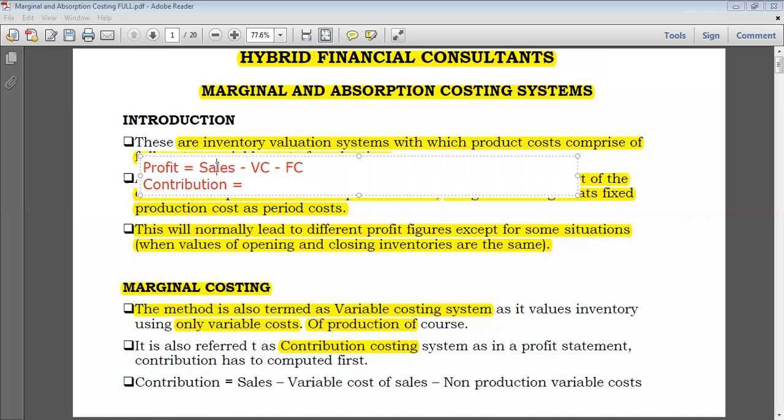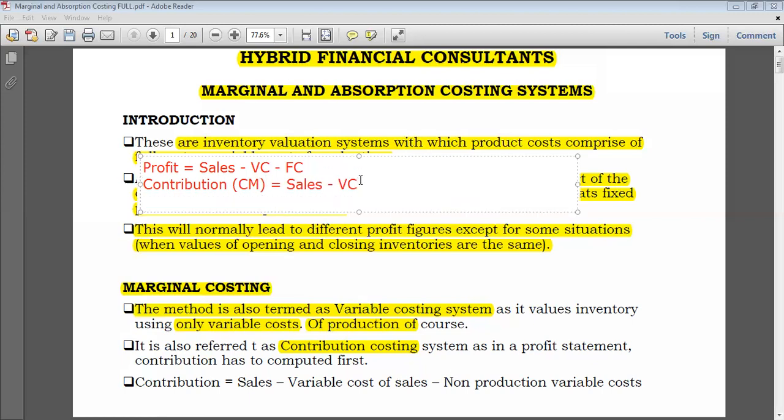So the excess of sales over variable cost, before subtracting fixed costs, gives you the contribution. Simply speaking, contribution equals sales minus variable cost. This is what we call contribution, or contribution margin. Just like you say profit margin, contribution margin is just another term here. That's why I say that when speaking of a marginal costing system, profit equals contribution margin minus fixed costs. I hope you get me now.